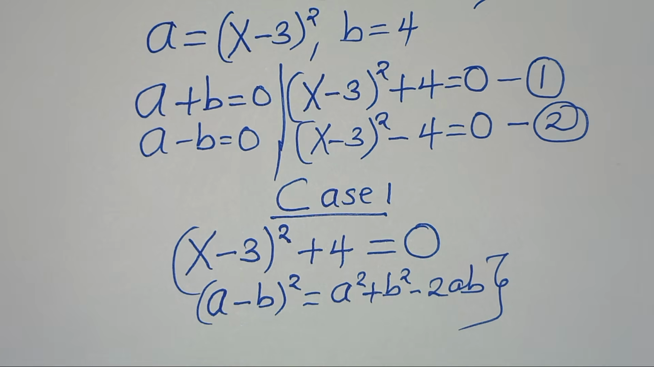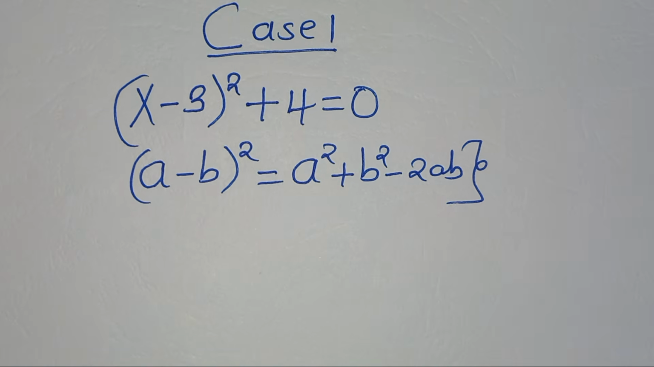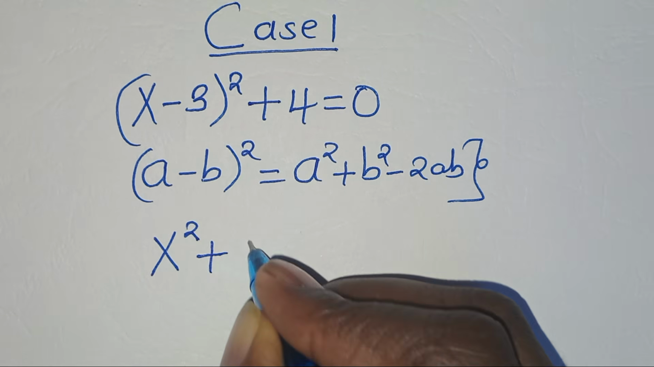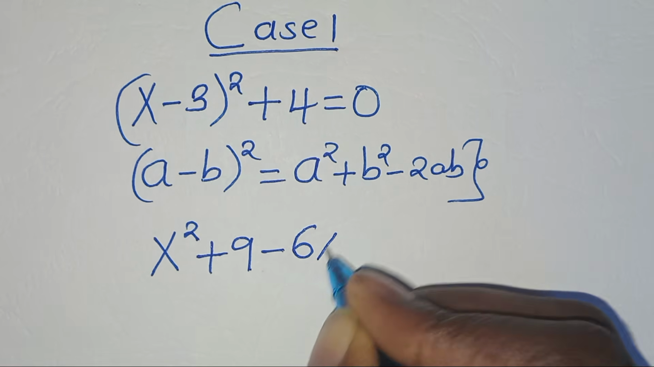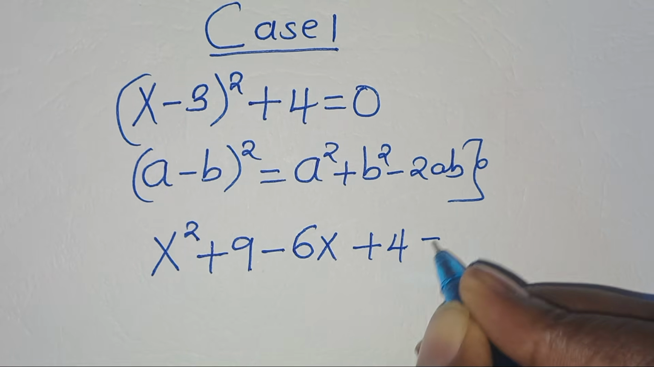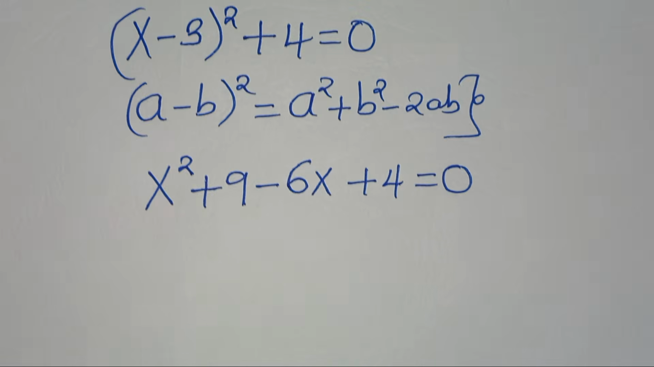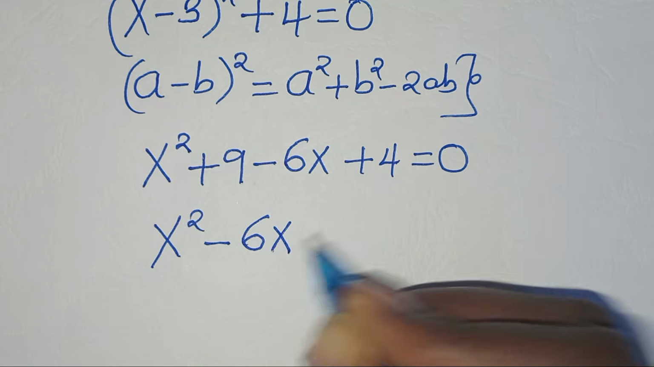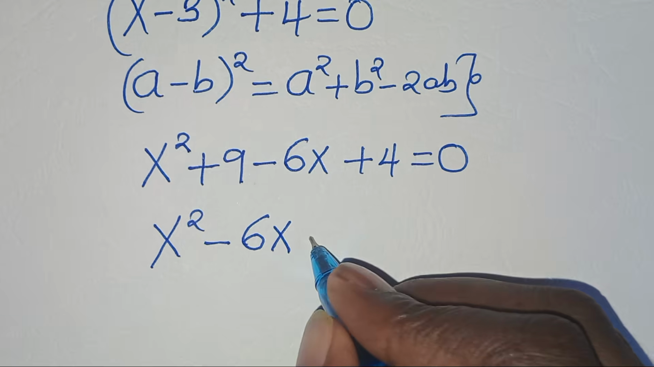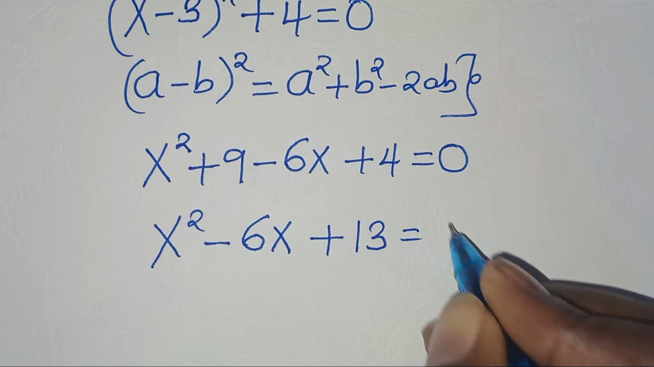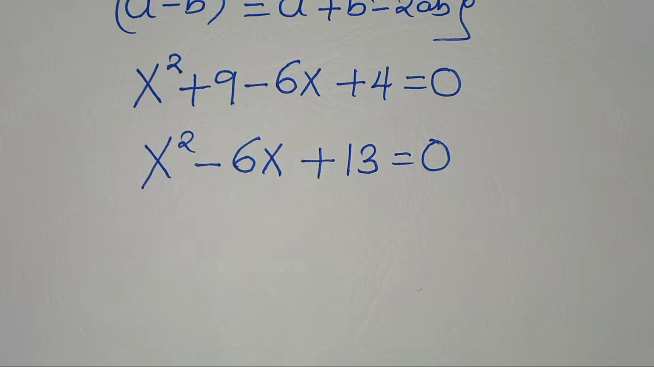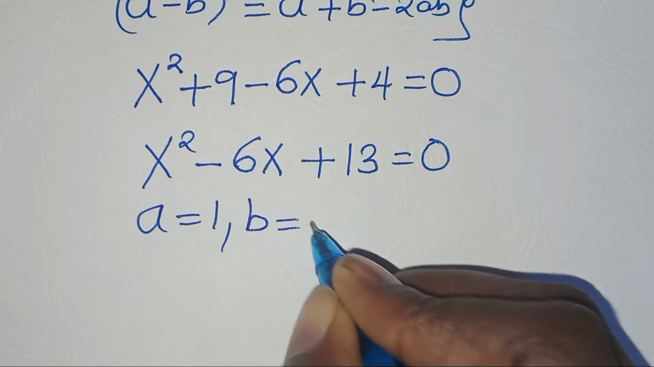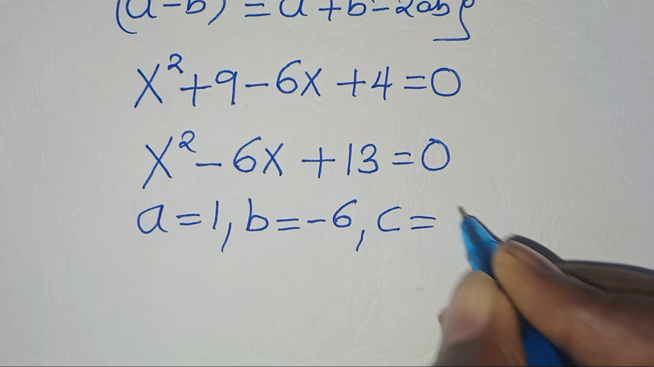Now let's apply this algebraic identity. Applying this identity, we have x² + 9 − 6x + 4 = 0. So this is x² − 6x + 9 + 4, which is plus 13, and this is equal to 0. So this is a quadratic equation. We have a equal to 1, b equal to negative 6, and c equal to 13.